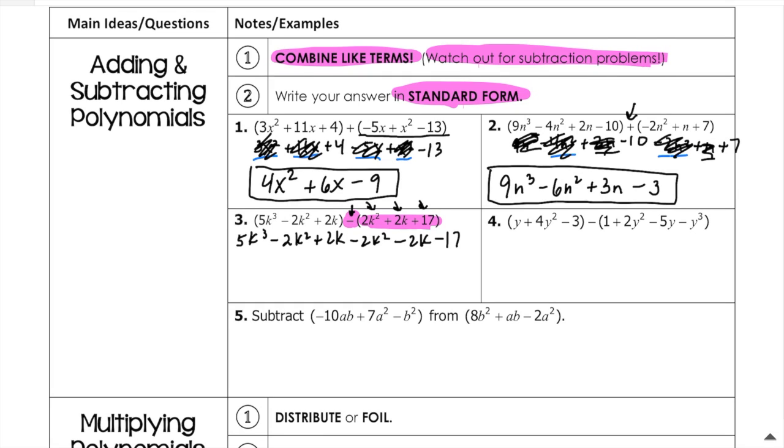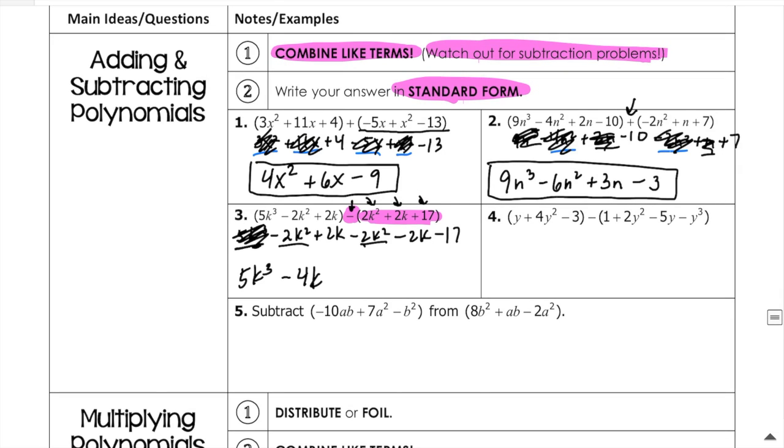I'm going to look for my biggest exponent. It seems that this is my biggest exponent right here, so I have 5k to the third. Going to cross them out. Looks like my quadratics are next. I got a negative 2k squared minus 2k squared. So negative 2 minus 2 gives me a negative 4. And again, you guys could pause me and then just fast forward to my answer, whatever you want. I have a 2k minus 2k. That clearly cancels out.